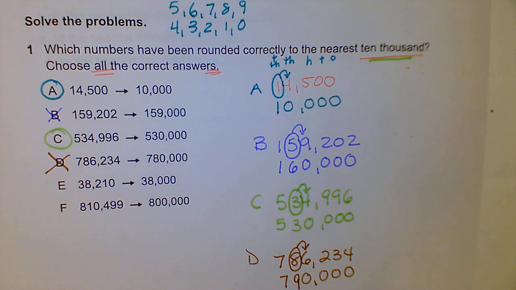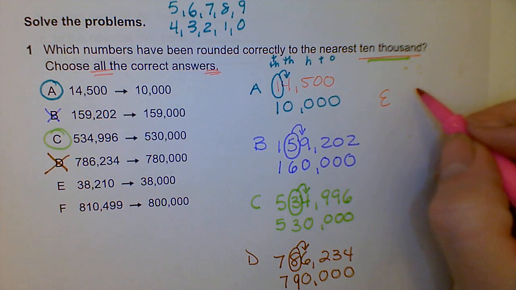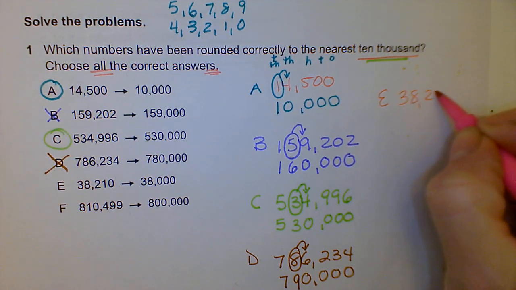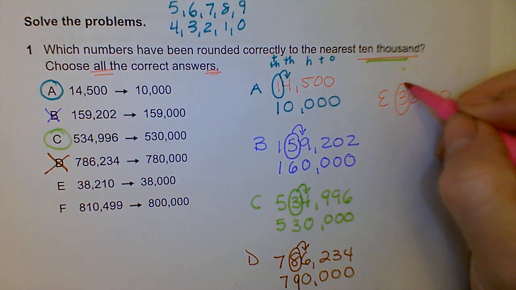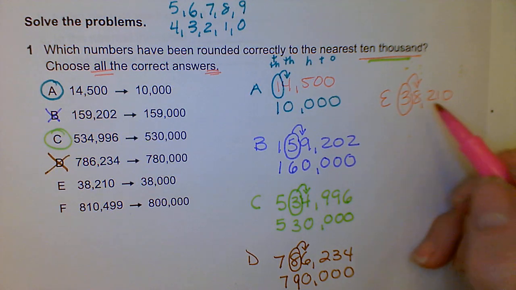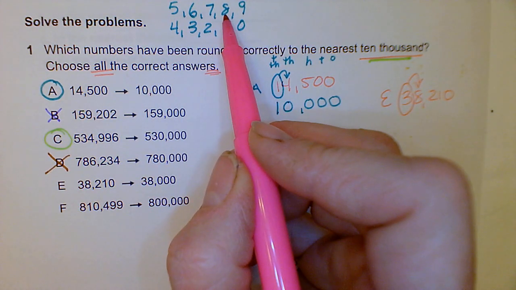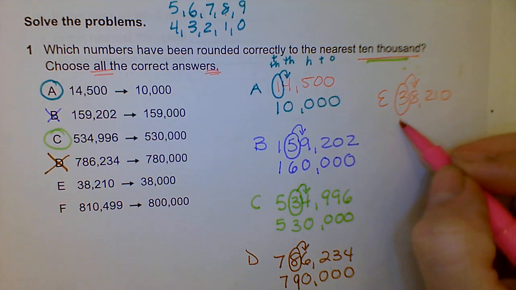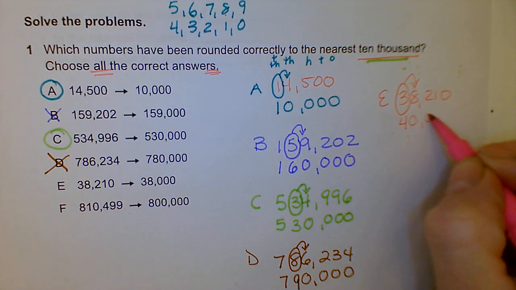So let's do E. I don't want to slide it up because I feel like we have important information here, so I'm going to go ahead and put E right here. So for E, we're going to take 38,210, and we're going to again round it to the nearest 10,000, so I circle the 10,000 place, and I look next door. And I see that I have an 8. 8 is definitely more than 5. Remember, 5 or more, raise the score. 5, 6, 7, 8, 9. So I'm going to raise that 3 to a 4. And there's nothing to the left, but everything to the right is going to become a 0.